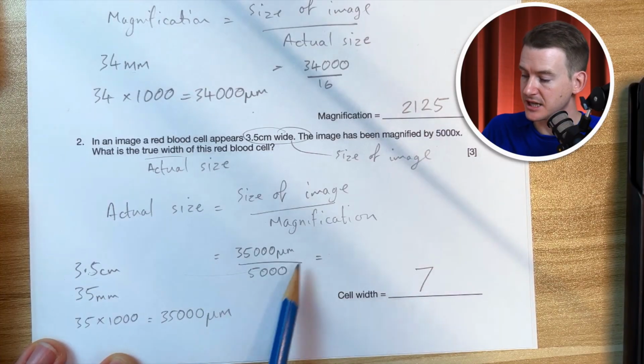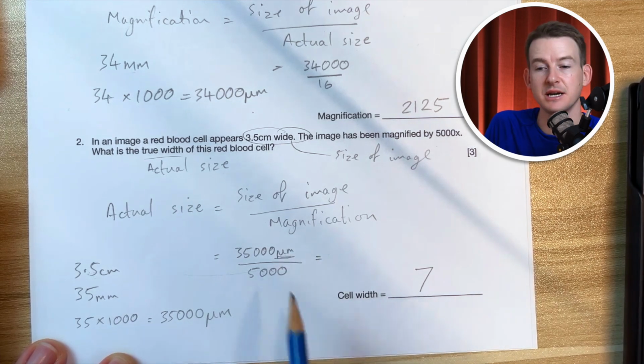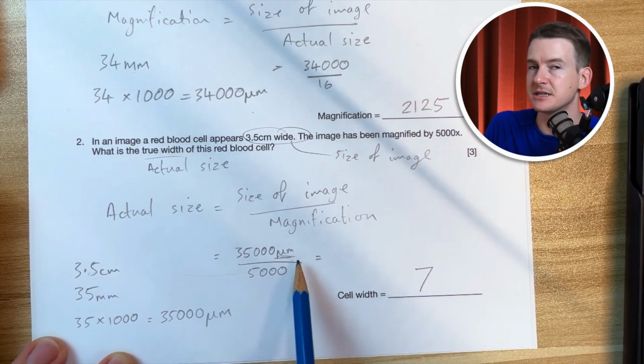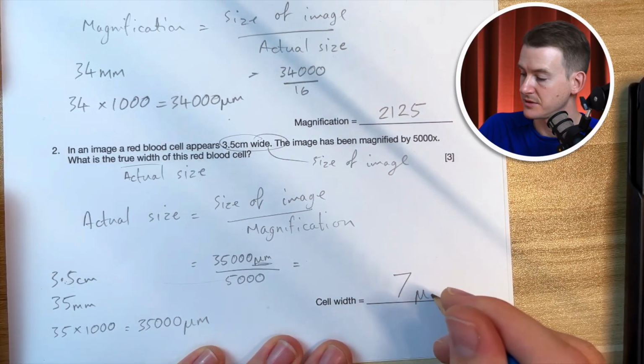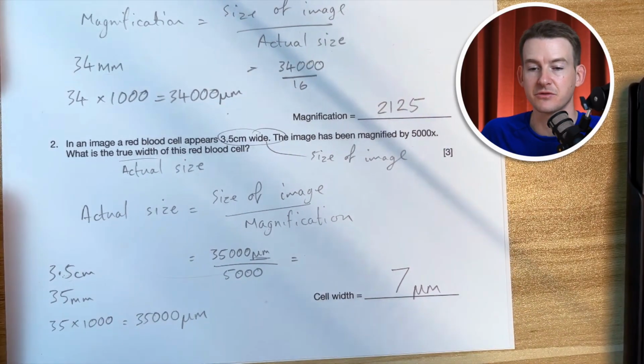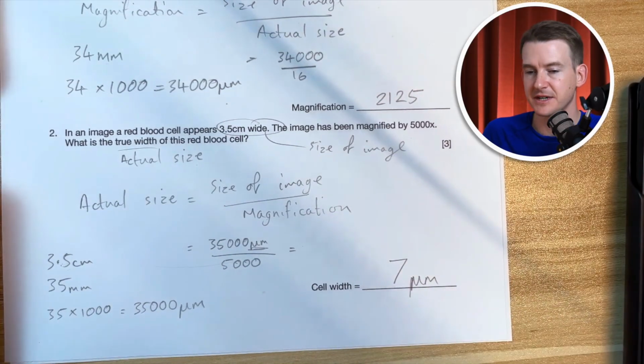So the actual size, how do we know what the units are? Well, the image size units we put in there were micrometers. That means the units that we get coming out of this are also going to be micrometers. So there we go, 7 micrometers. Now that makes perfect sense to me.